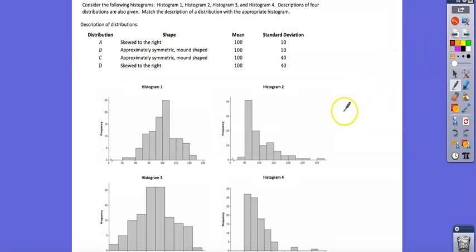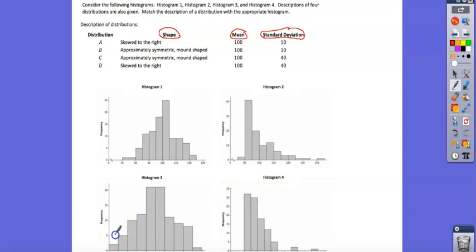Okay, now they give you this one too. I like this one. This one's kind of fun. It says, okay, we're going to describe it. We're going to tell you the shape, the mean, and the standard deviation. And they want you to pick what data distribution goes along with this.